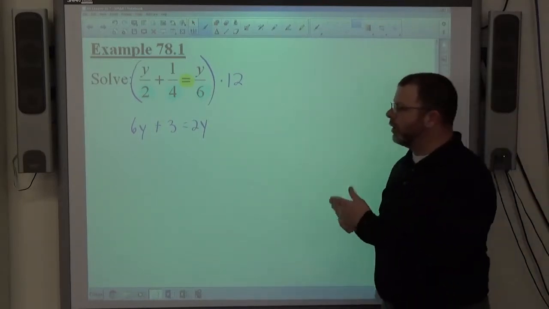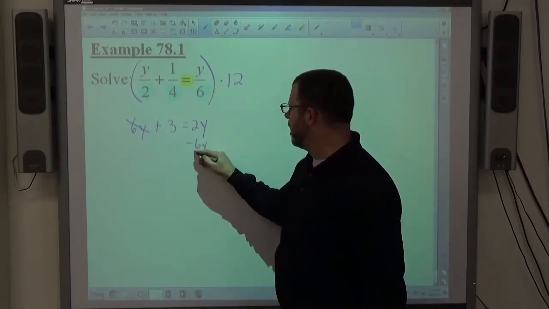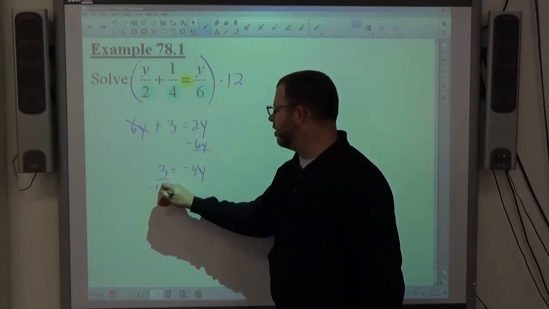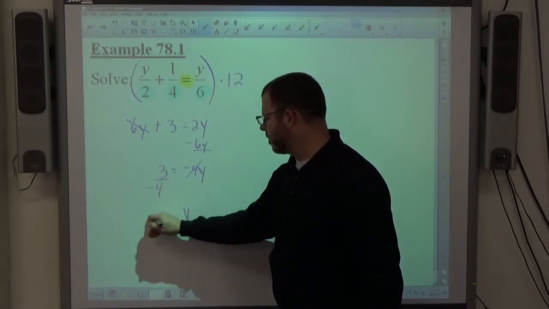If I continue working this out then, if I want to get y equals, I'm going to move the 6y over here first. That gets me 3 is equal to negative 4y. Divide both sides by negative 4. And just like that, I get y is equal to negative 3/4, the right answer.